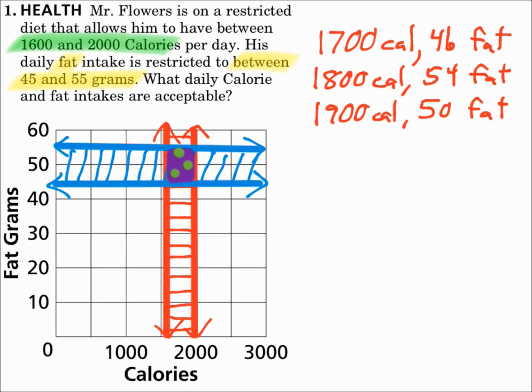I could have picked any 3 points. I selected those 3, and I estimated as close as possible to what the value probably was for calories and fat. So graph the lines, shade in the proper direction, and the solution is where they overlap. Then finally pick 3 points in the solution and say what they mean.